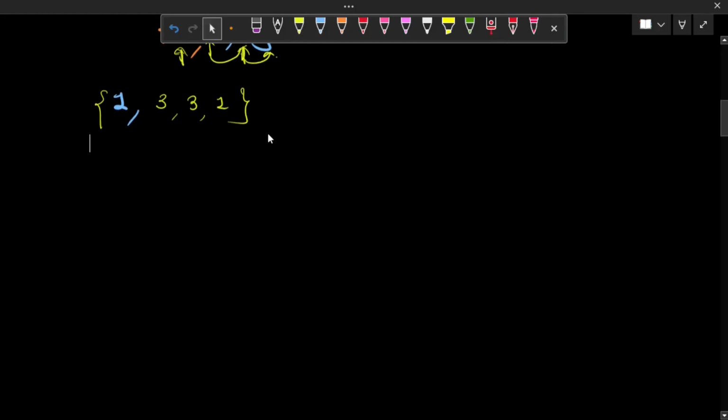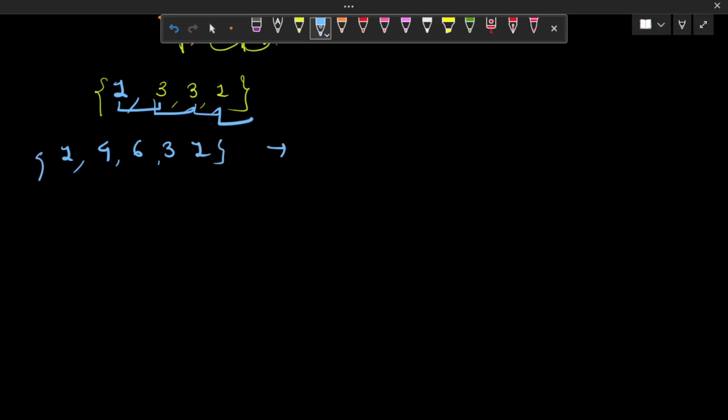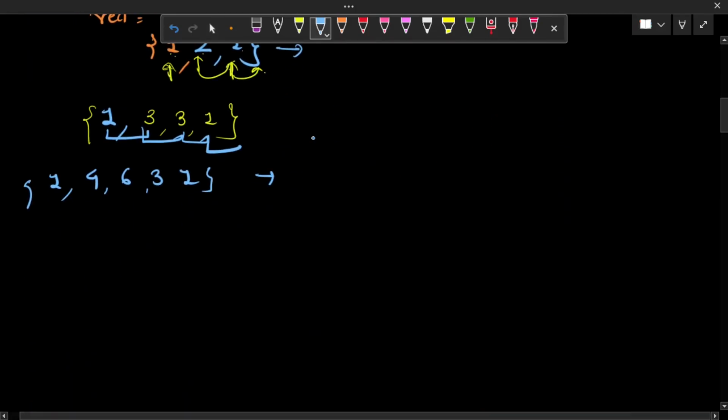And similarly for the next row, I will initially insert the 1, after that I'll just calculate the sums. So it will become 4, then 3 plus 3 is a 6, and after that 3 plus 1 is a 4, and there is no next value, so I'll add the 1 as it is. So this is how I will calculate each row, and after that I'll return the nth row.